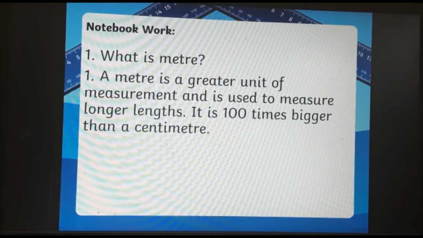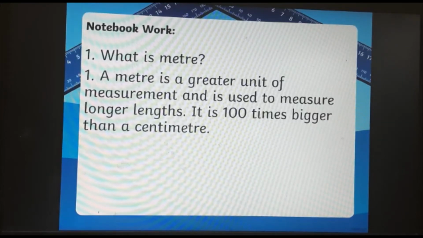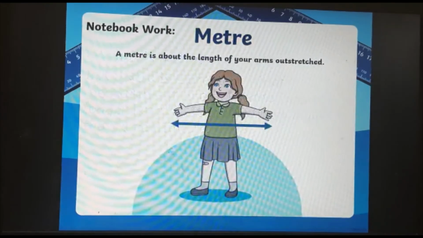Now, most probably you might have got the idea of what a meter is, and you might have started thinking of various examples that come to your mind, which is very cool. So we are going to discuss meters and centimeters in detail.